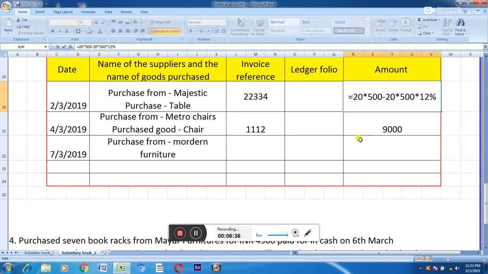So here we have 20 chairs, each chair is having 500 rupees, and we are getting 12% of trade discount. That is, discount amount will be reduced. So minus 20 into 500 into 12%. This amount coming is 8,800 rupees.